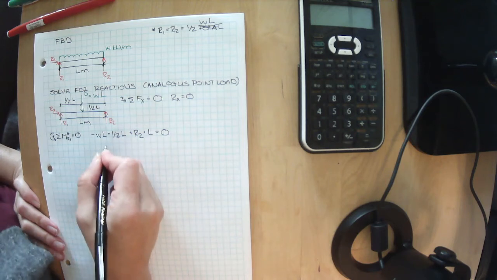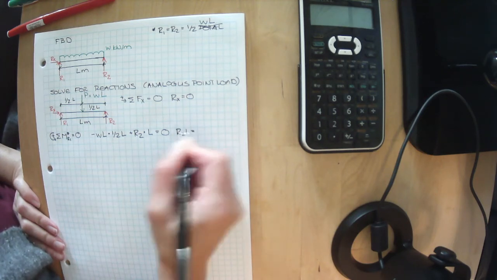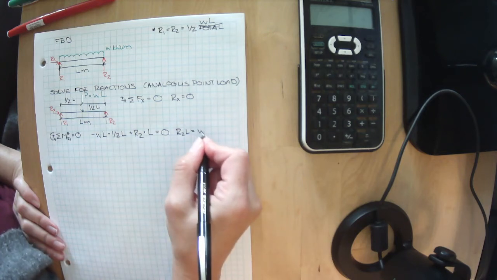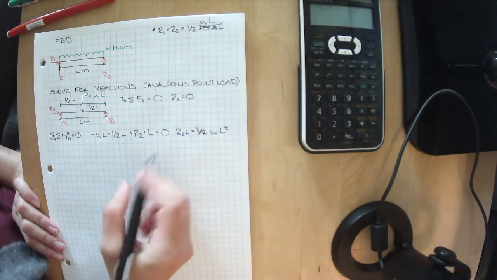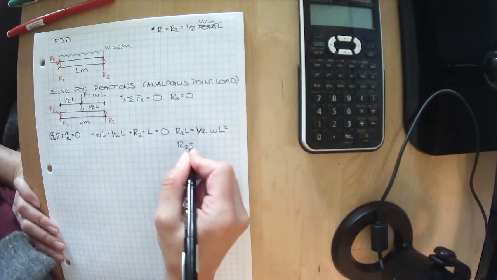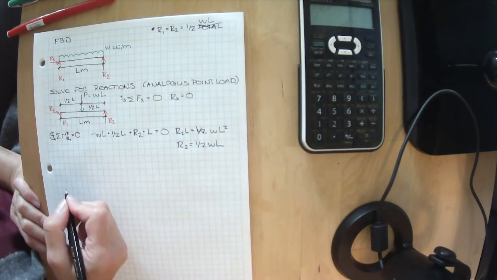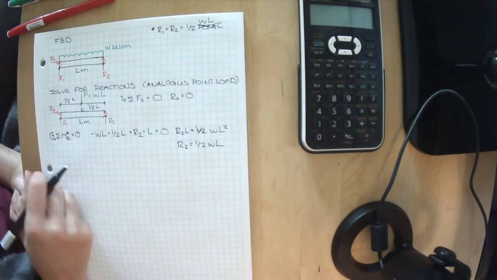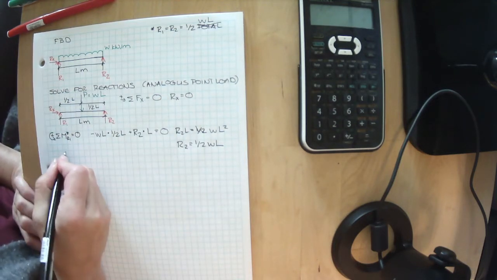So we've got R2L equals 1/2 WL squared. We can divide both sides by L. R2 equals 1/2 WL. Huh, look at that. 1/2 WL. That's what we thought we should get, so we're feeling pretty pleased with ourselves.